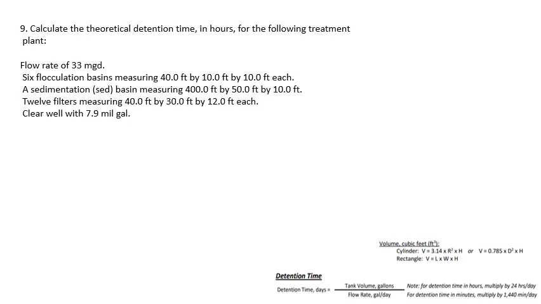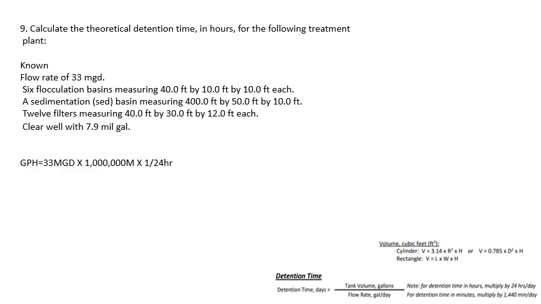Question number 9. Calculate the theoretical detention time in hours for the following treatment plant. It's got a flow rate of 33 million gallons a day, 6 flocculation basins, 40 feet by 10 feet by 10 feet, a sedimentation basin of 400 feet by 50 feet by 10 feet, 12 filters measuring 40 feet by 30 feet by 12 feet, and a clear well of 7.9 million gallons.